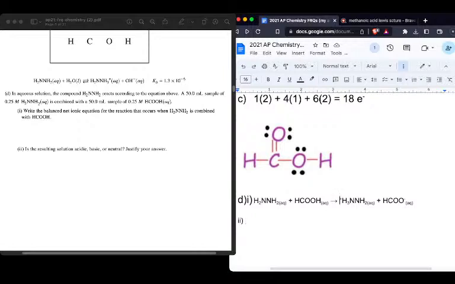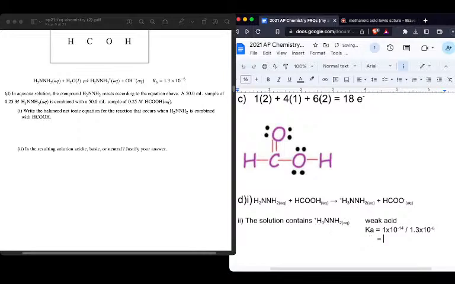What we have here is, the solution contains this, which is a weak acid. I don't know what the Ka of that acid is, but I can figure it out because I was given the Kb of the conjugate base. I'm going to do that right now. The Ka is 1 times 10 to the power of negative 14 divided by the Kb that they gave me, 1.3 times 10 to the power of negative 6.